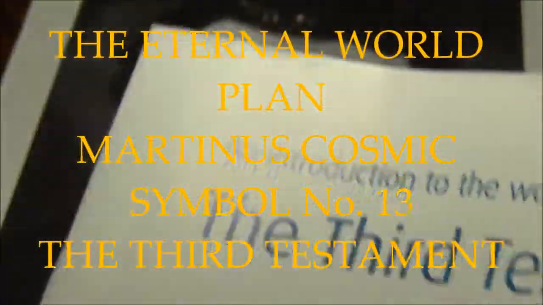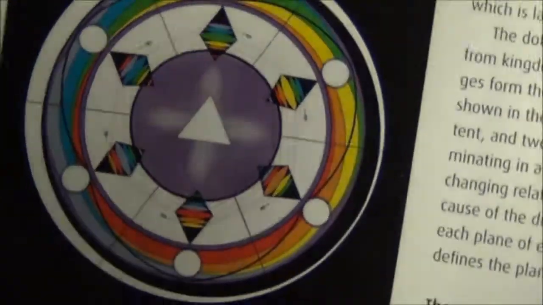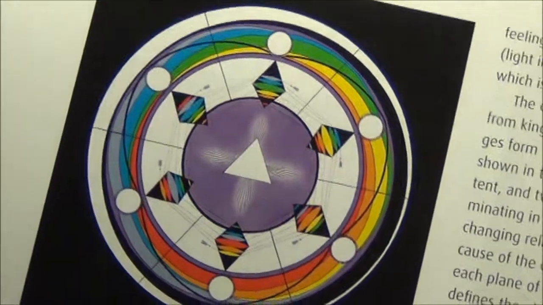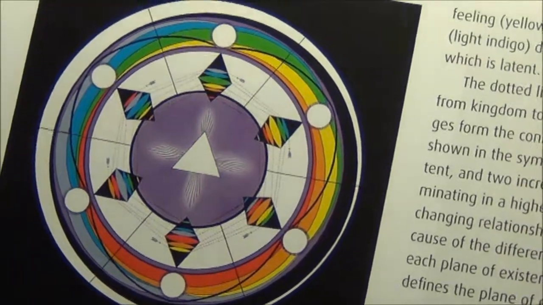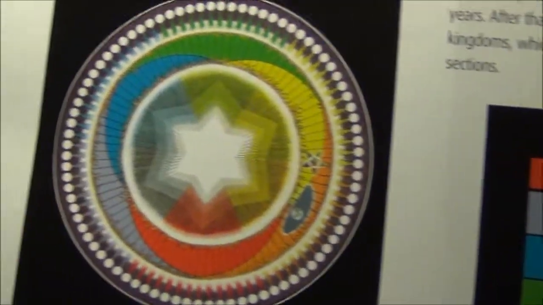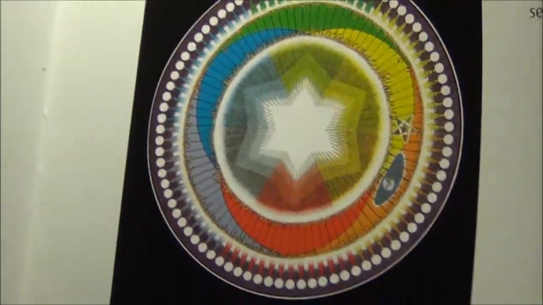Yes, the Third Testament by Martinus. The eternal world plan is shown in this symbol, cosmic symbol by Martinus, symbol number 13. God's eternal method and technique of creation. This symbol goes more deeply into the explanations from symbol 11. And 11 was the eternal world picture, the living being, the eternal Godhead and the eternal sons of God, symbol number 11.